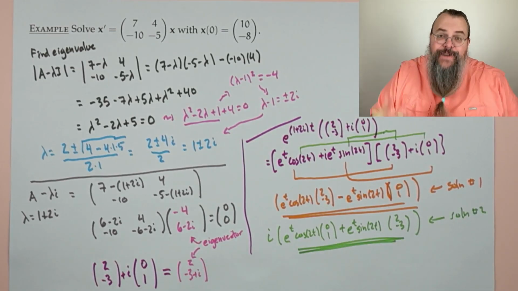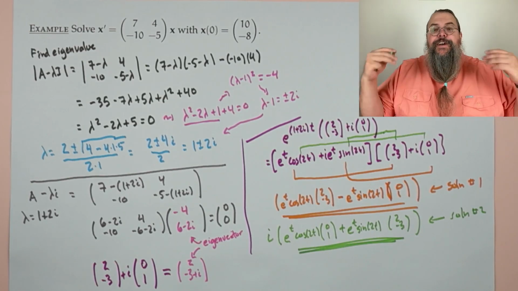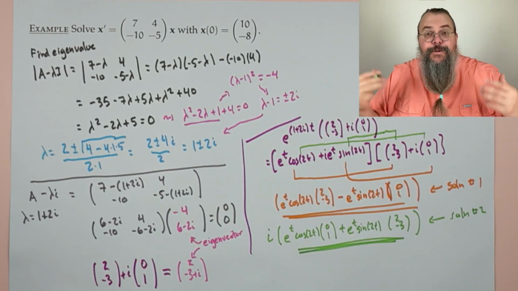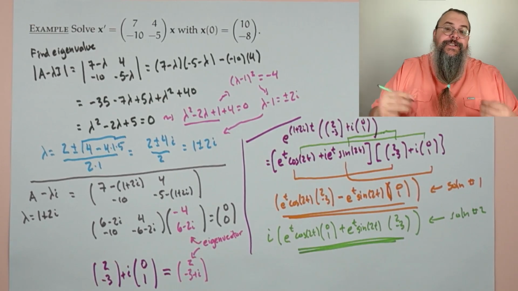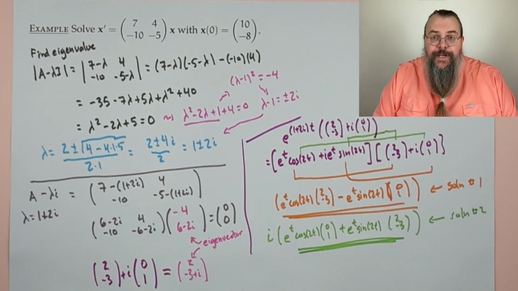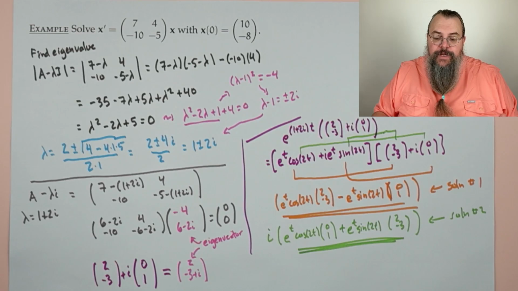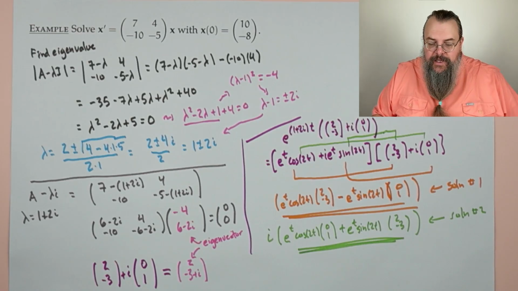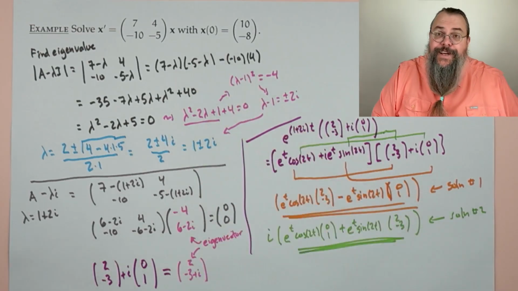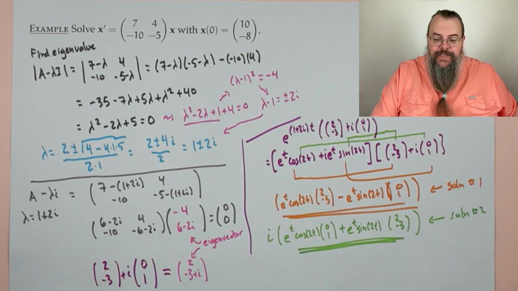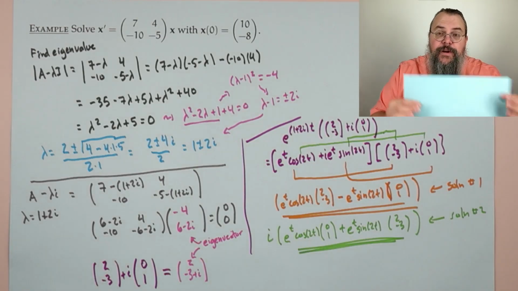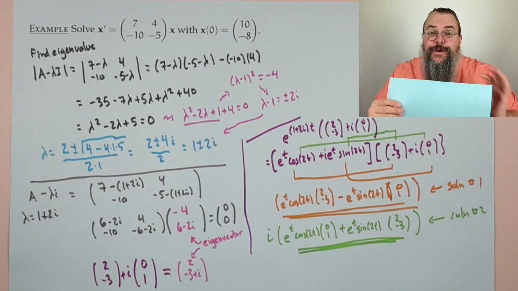Okay, so we found our 2 solutions. Good. Are we done? Well, not quite. Right? Because what do we need to do? Well, we need to put those together, and we haven't even tackled initial conditions yet, and we've run out of paper. That's okay. We always have more.